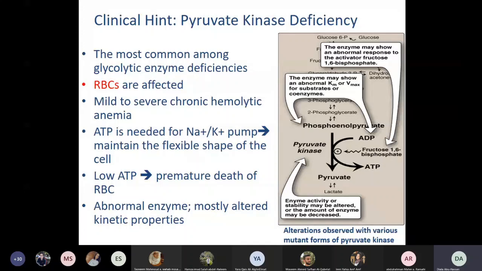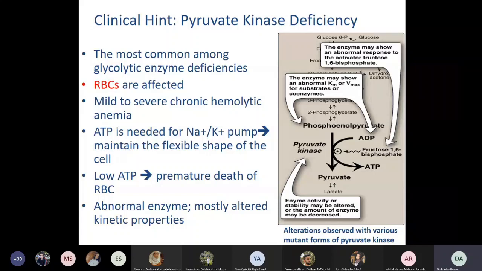The sodium-potassium pump is important for maintaining this shape, and these pumps need energy in the form of ATP, and the energy is reduced due to this deficiency. Okay, so there would be premature death of these RBCs because their function became compromised. The amount of energy they have is reduced, so this would result in their premature death, and this leads to the appearance of chronic hemolytic anemia. Hemolytic means cells are being lysed and broken, meaning they are dying because of this deficiency.